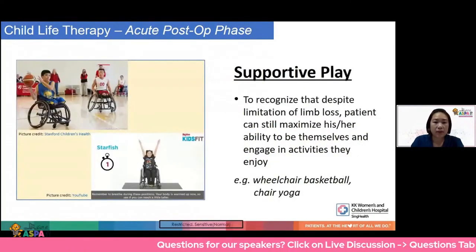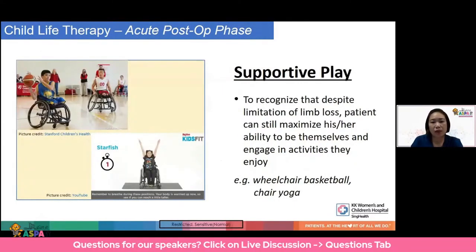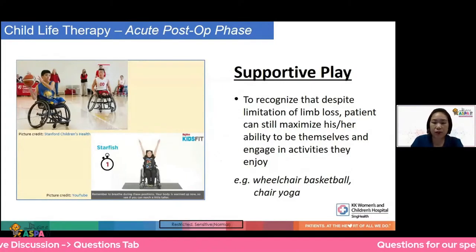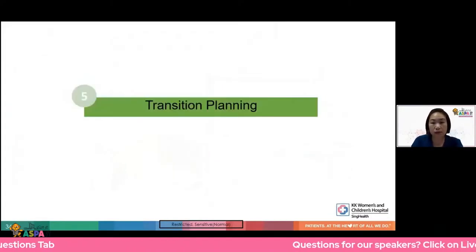All right. And supportive play at a much later stage, towards the end of the therapy, will be engaging them in activities that they enjoy, such as wheelchair basketball or chair yoga.